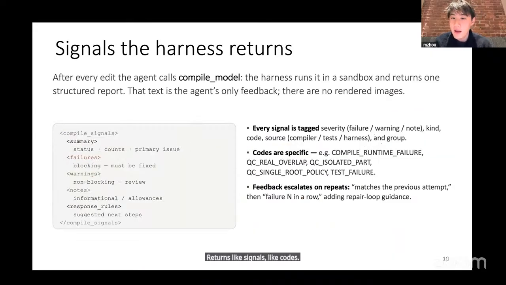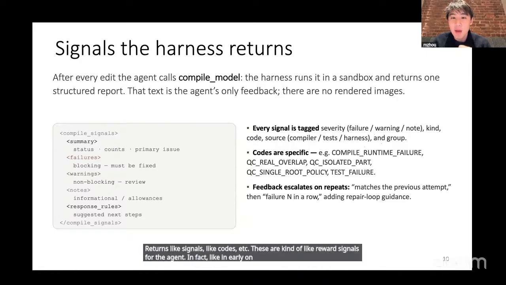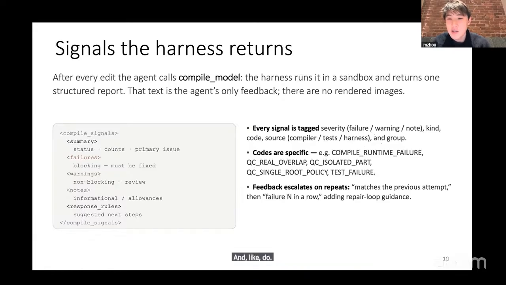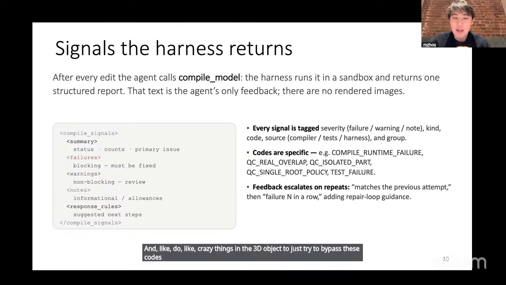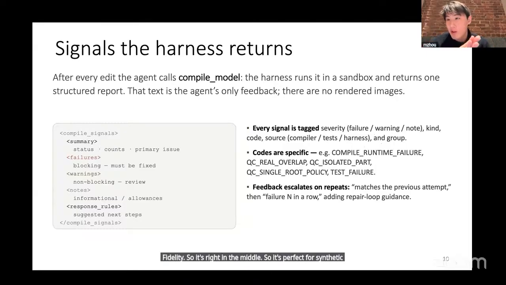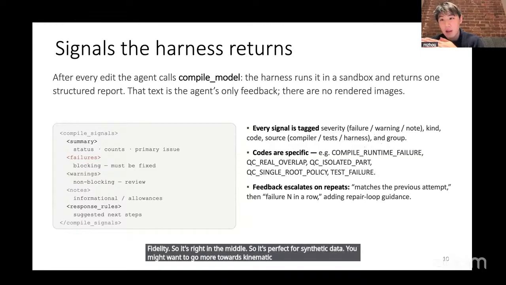So the harness itself, like we talked about, returns signals, like codes. These are reward signals for the agent. In fact, early on when we were working on this, a big part was really nailing these return codes, because sometimes the agent will try to reward hack and do crazy things in the 3D object to just try to bypass these codes. So these are the reward signals that our system is returning back to the agent to shape what its outputs look like. In Articraft specifically, they're shaped between a balance of visual quality and kinematic fidelity. So it's right in the middle, which is perfect for synthetic data. You might want to go more towards kinematic fidelity if you're doing simulation, and more towards visual if you're doing gaming assets.